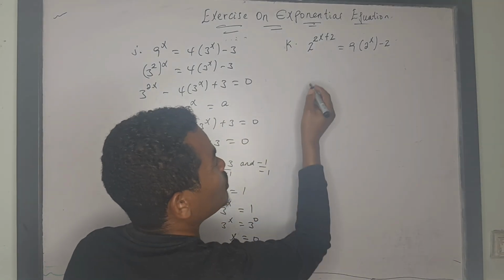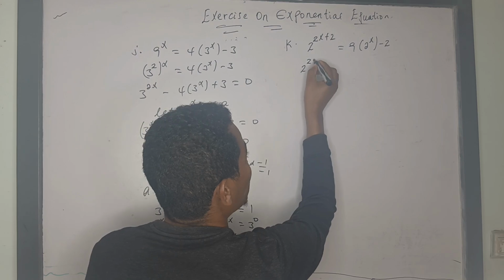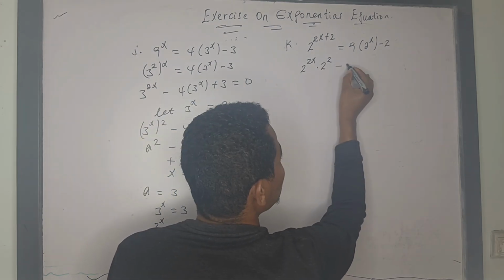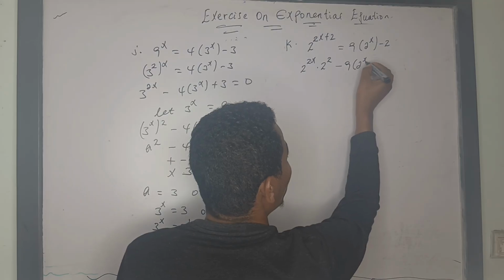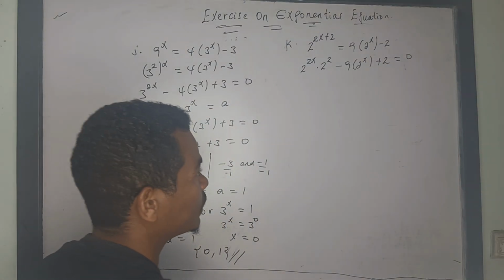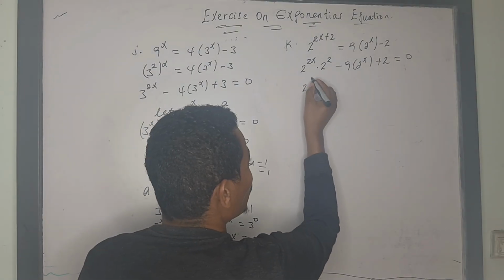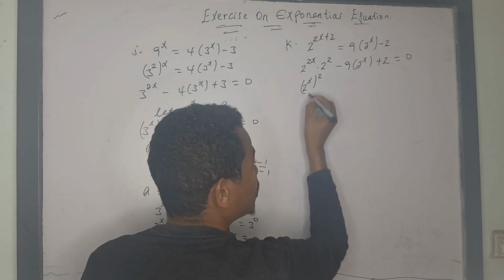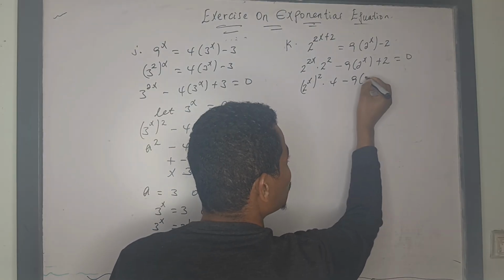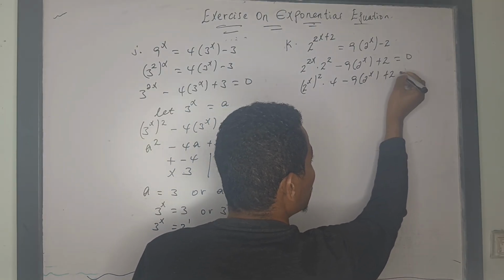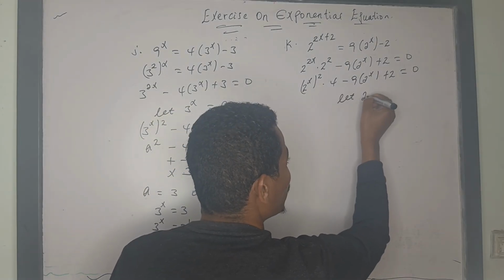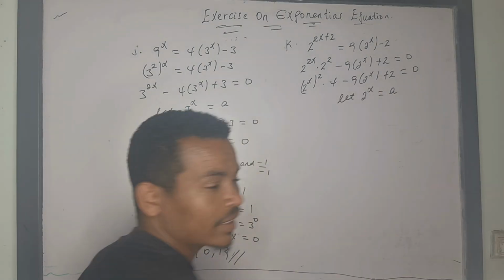So 2 to the power of x plus 2 is the same as 2 to the power of 2x times 2 to the power of 2. So from this one, 2 to the power of 2x times 2 squared is 4, minus 9 times 2 to the power of x, plus 2 is equal to 0. Let 2 to the power of x be equal to a.